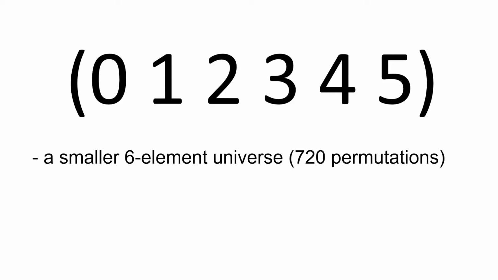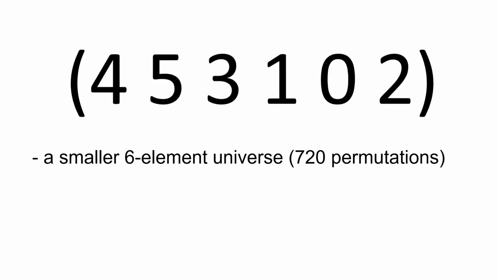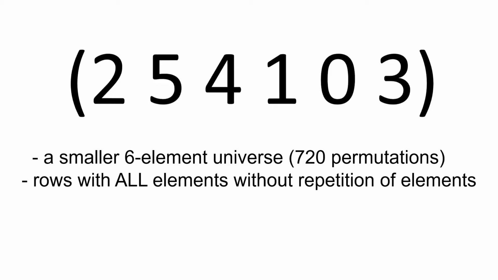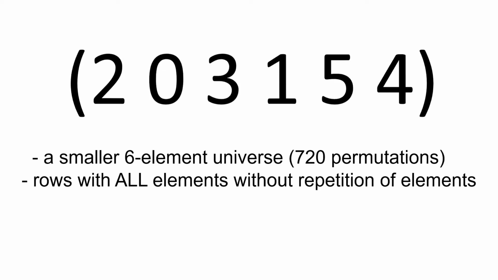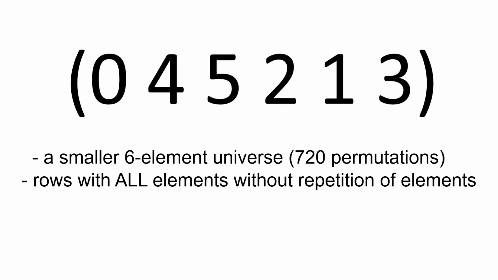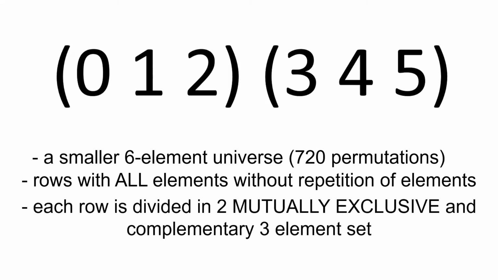Before exploring the Hauer system, let's make an introductory inductive exploration of an experimental MIDI system of seeds. Let's start with a small universe with just 6 elements. This universe comprises only 720 permutations. These permutations use all elements without repetition of these elements.